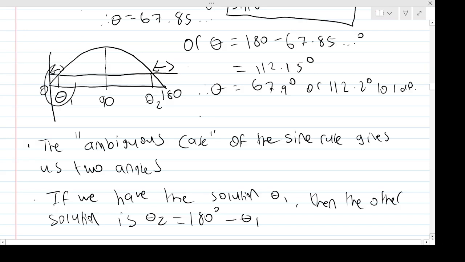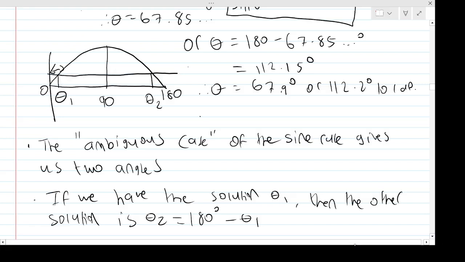So the gap here is just theta 1. From 0 to theta 1, it's theta 1. So then to go from 180 to theta 2 here, this gap here is also going to be theta 1. So we take away this angle from 180 to get the other solution. If that makes any sense, just look at the graph. Because it's symmetrical, it's the same distance away from each other, the two solutions. So it's 180 take away that.